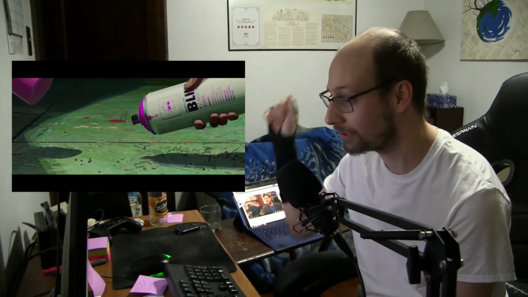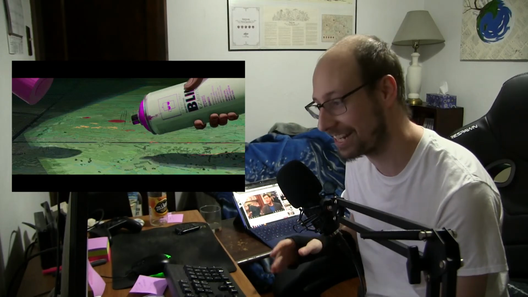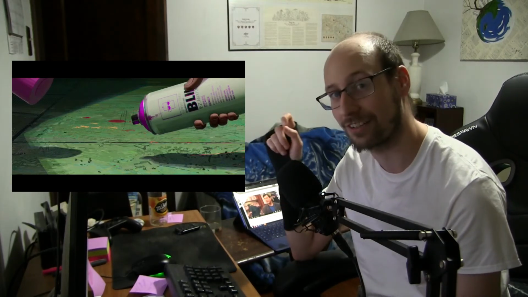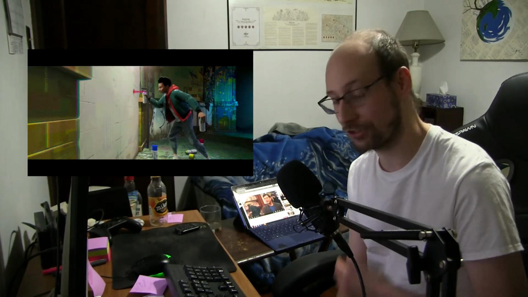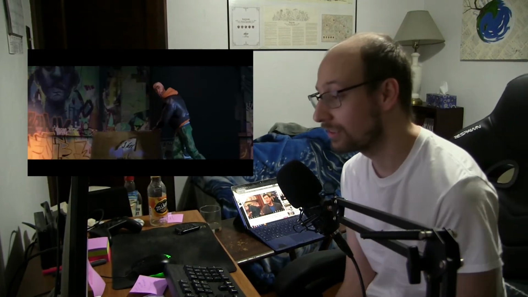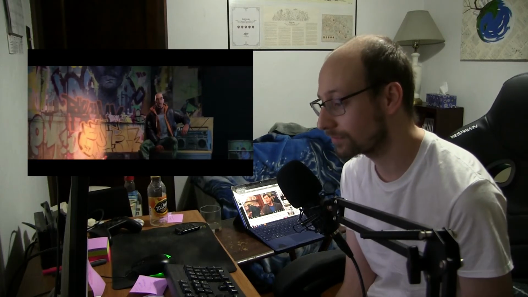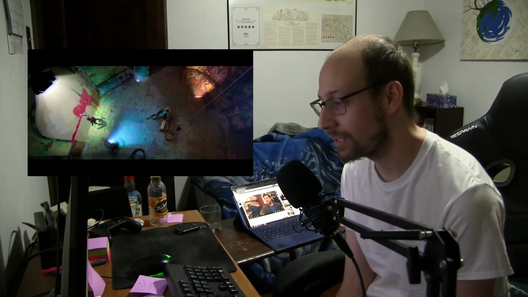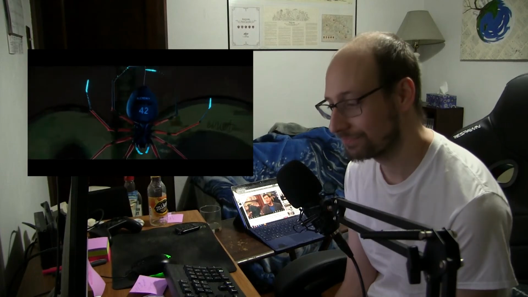And what's interesting, he's cracking the top of this can. It's definitely a used can because you can see that color already on the nozzle itself. The attention to detail in this movie is phenomenal. That said, there's actually a lot wrong with this scene.